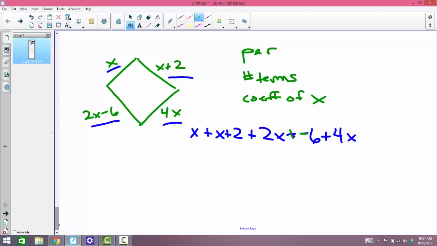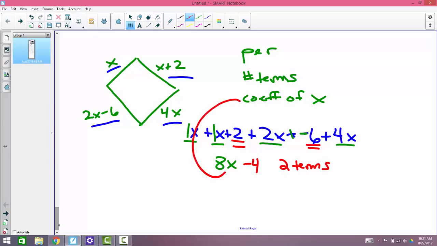So if you want to hit pause, go for it. If you're thinking you're confused, I'm going to put a 1 in front of the x's that are alone. So for like terms, you have a 1x, another 1x, 2x so far, a 2x, that brings us up to 4x, and a 4x, which gives you 8x. And then for the numbers, you have a 2 and a negative 6, that's a negative 4. So this has two terms, and the coefficient of x is 8. Let's try another one.